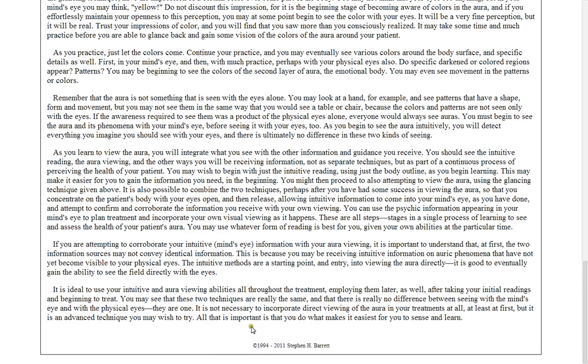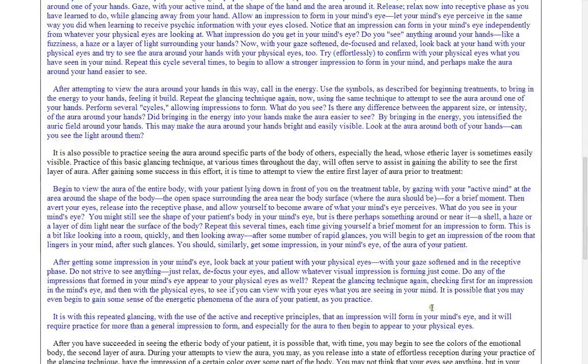It is not necessary to incorporate direct viewing of the aura in your treatments at all, at least at first, but it is an advanced technique you may wish to try. All that is important is that you do what makes it easiest for you to sense and learn. Sense, learn, and grow.